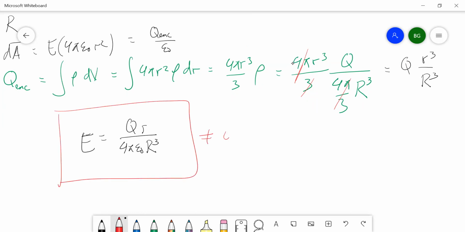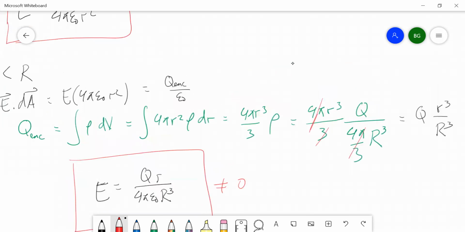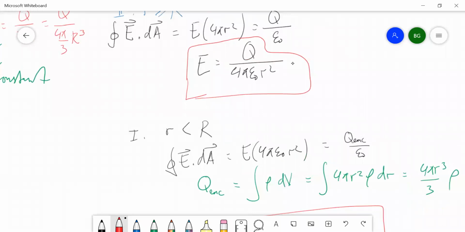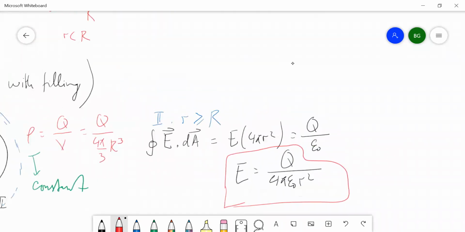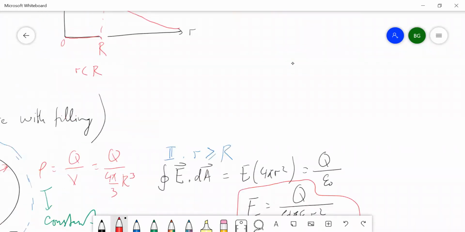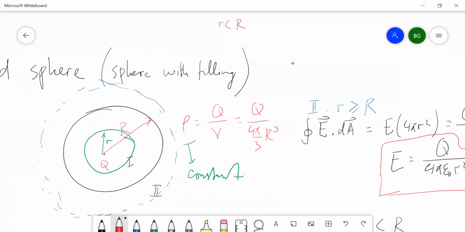So this is non-zero. Yeah? So the electric field inside the solid sphere is non-zero. So it differs from the case of the thin shell, the charged thin sphere. This is a charged solid sphere. So the point particles, there are so many such that they form a solid sphere. Okay.